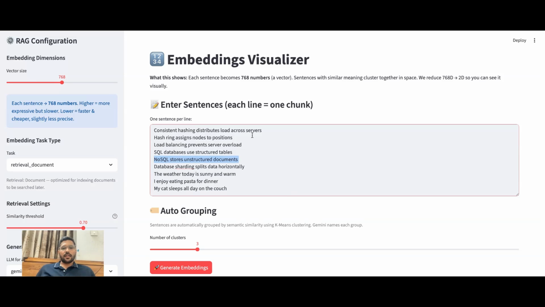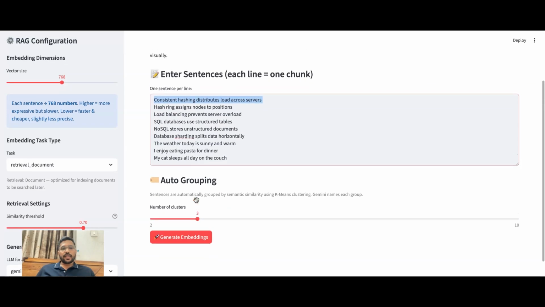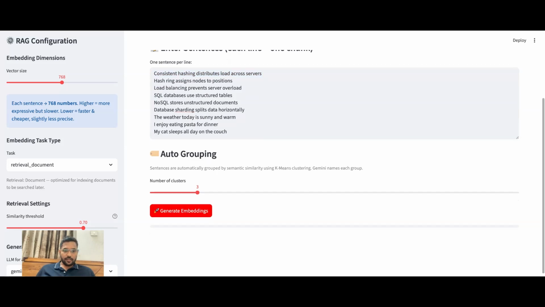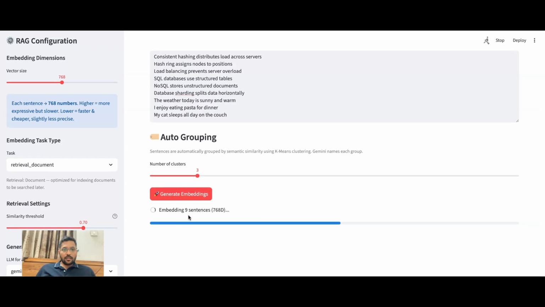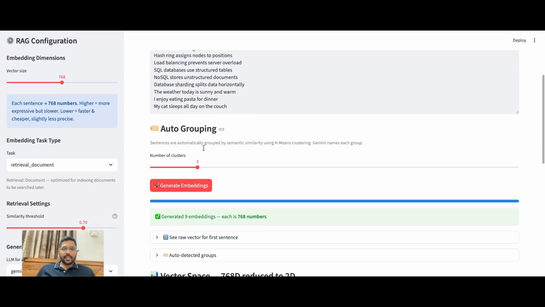The first stage is chunking, where we will divide the whole text into multiple chunks. So here each line equals one chunk. So a very simple chunking strategy. For each chunk we want to generate embeddings. Okay. So what is embedding? Here we will understand actually. Embedding 9 sentences. So here 9 chunks are there. For each chunk we will generate an embedding.